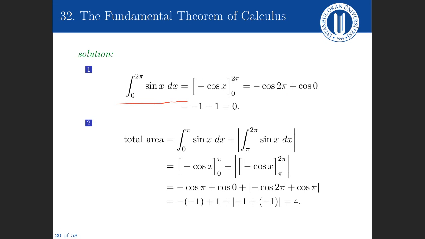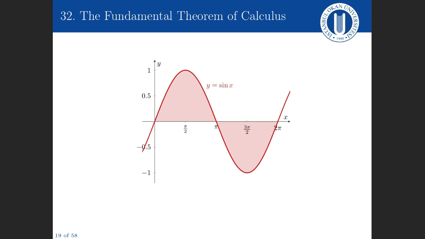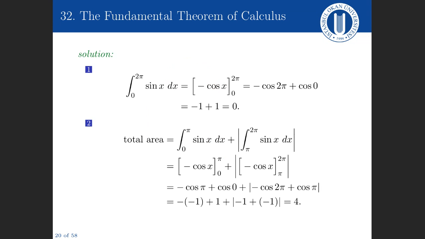First of all, the integral from 0 to 2 pi of sine x. We can go through the calculation, and as expected, we get 0. The total area: we had two parts of the graph. We had the first part between 0 and pi, and then we had a second part between pi and 2 pi. We're going to look at these separately.